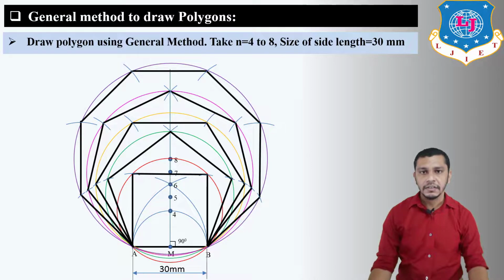Now let us see some alternate methods to draw the pentagon and hexagon. So let's move on to the next one.